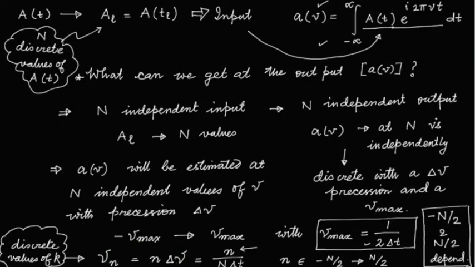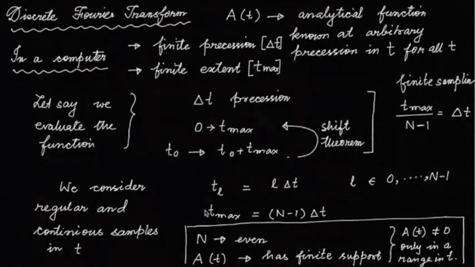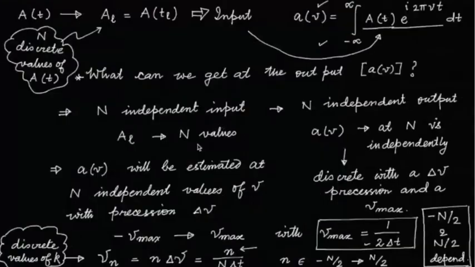So where you have written minus nu max to nu max, what does that mean? Just like when you talked about the t domain, we have the function defined in the range 0 to t max, right? So I can only define it at a range with a finite precision. Similarly, for the frequency domain, I am defining it with a range which is minus nu max to plus nu max with a finite precision, delta nu. Okay. Is that fine? Yes, sir. Okay.